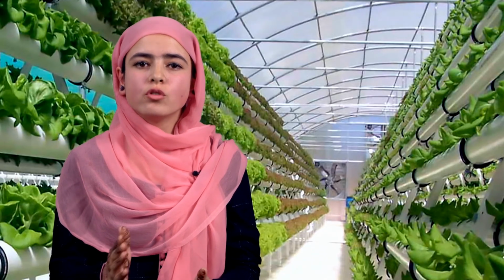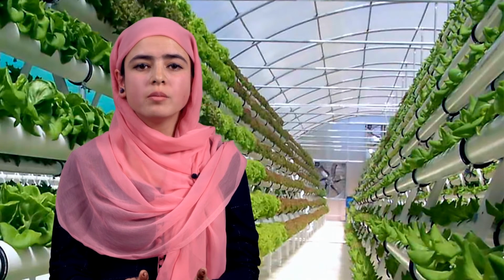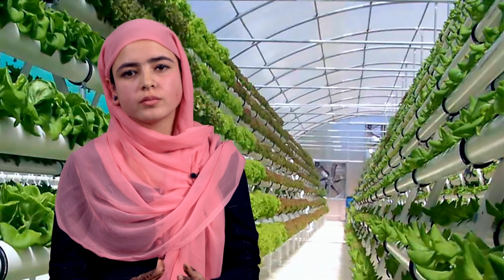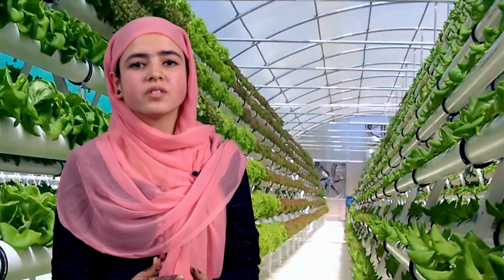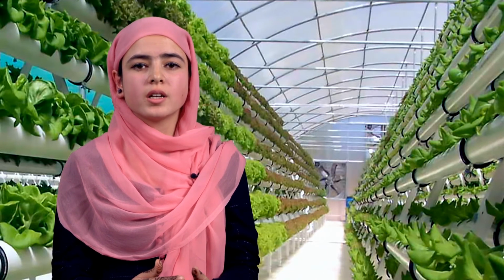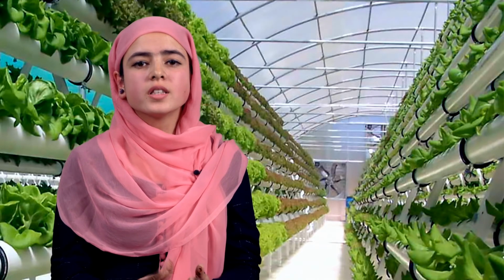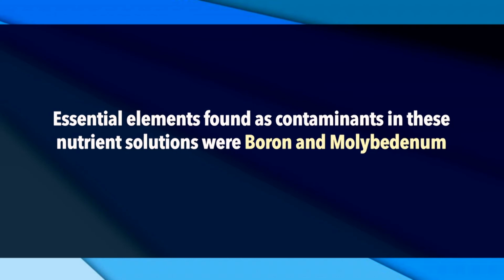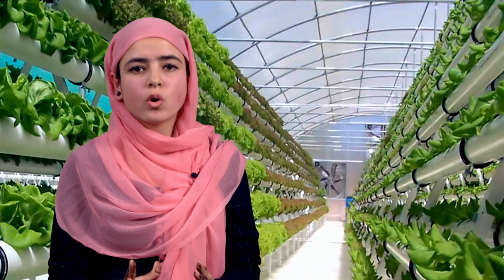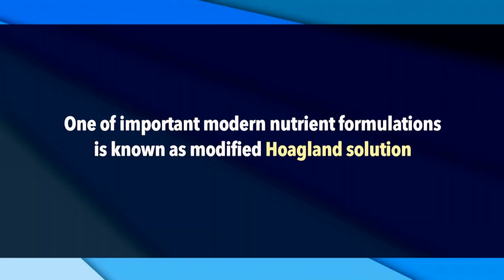This solution of nutrients was believed to have all the minerals for plant growth. However, these experiments were done using chemicals which were contaminated with other elements. Some of the essential elements found as contaminants in these nutrient solutions were boron and molybdenum. Recently, some modern nutrient formulations were also prepared. One of the important modern nutrient formulations is known as modified Hoagland solution.